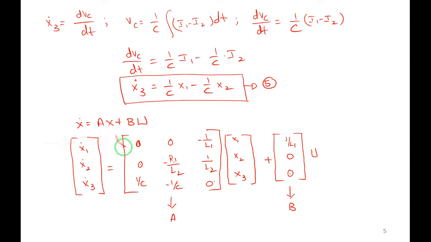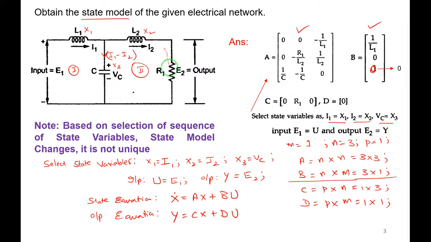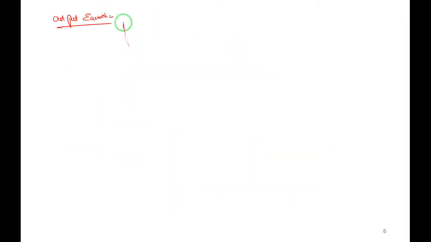Next, the output equation, because they have asked for the state model. We have obtained the state equation. Next, we will get the output equation, right? So what about y? Output. What is the output here? Y equal to E2. So what is this E2? E2 is equal to I2 into R1. This is the output, right?